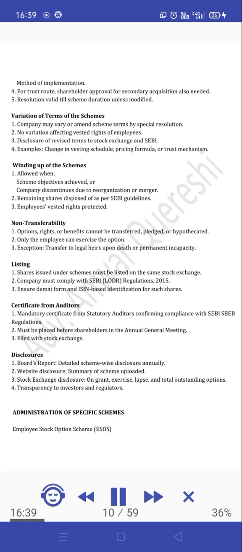Disclosures. 1. Board's report. Detailed scheme-wise disclosure annually. 2. Website disclosure. Summary of scheme uploaded. 3. Stock exchange disclosure. On grant, exercise, lapse, and total outstanding options. 4. Transparency to investors and regulators.